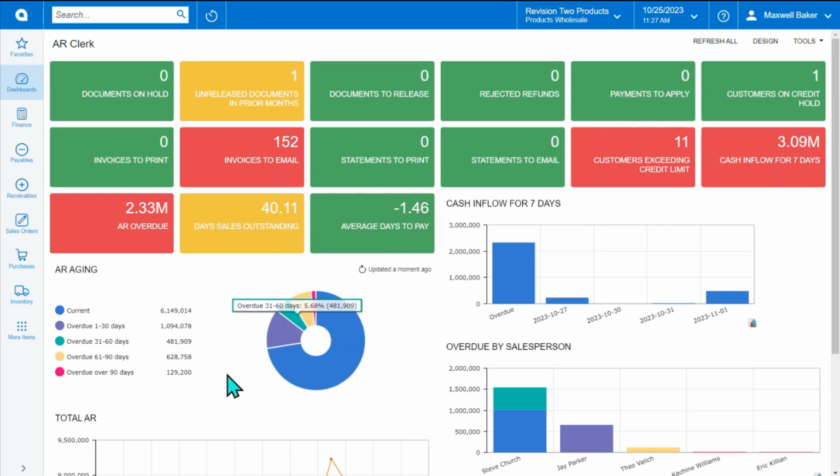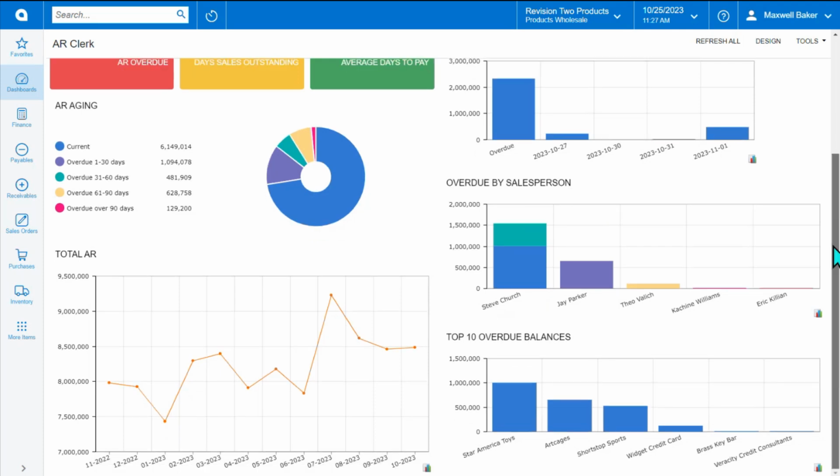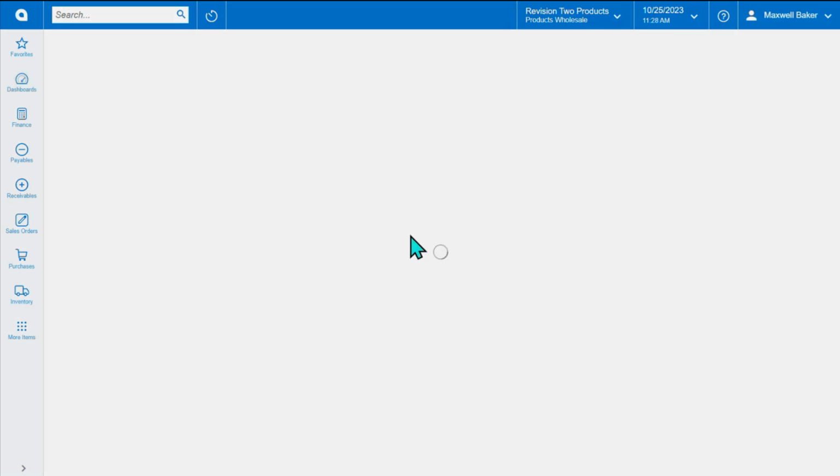They can see that accounts receivable aging by the buckets here, 1 to 30 days, 31 to 60 days. You can see what's overdue by salesperson. So we should give Steve Church a phone call to see if we can get in contact with the customer. And then we can see our top 10 overdue balances by customer. Again, we can click the chart to drill into the information. So let's look at Star. This drills right into the transaction, which is overdue.